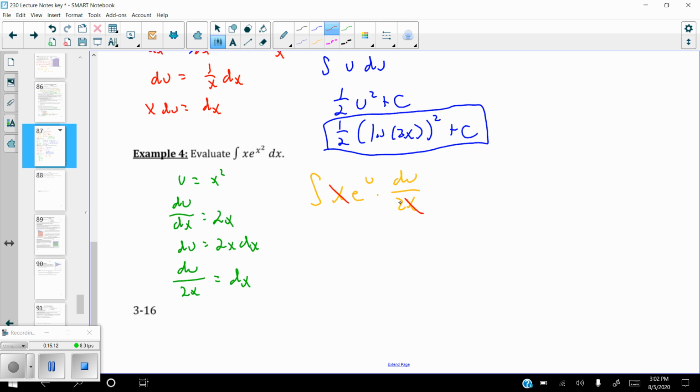Now that 2 in the denominator, really it's just like having a 1/2, because 2 in the denominator is the same as 1/2. And one of the rules of integration is that you can pull a constant out to the front. And that's quite okay if that happens, because the constant can be put in later. So now we just have to take the antiderivative of e to the u, which is e to the u. So we get 1/2 e to the u plus c. And then don't forget to replace u with its original x value, which was x squared. So we get 1/2 e to the x squared plus c.